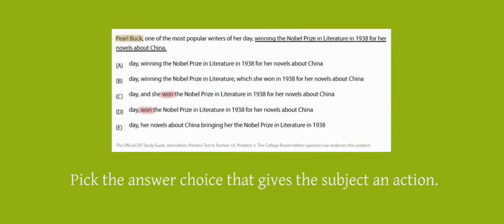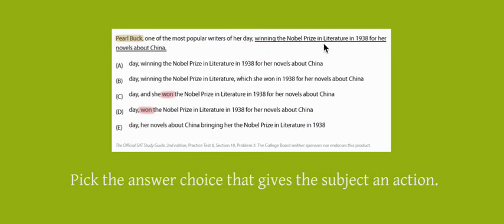Pearl Buck, one of the most popular writers of her day, winning the Nobel Prize in Literature in 1938 for her novels about China. Well, what did Pearl Buck actually do? If you say that she won the Nobel Prize, or she wins the Nobel Prize, that's not what this sentence is indicating. And this is what gets really complicated about fragments. You read what you want to see rather than what's actually written. So, if you took out one of the most popular writers of her day, mentally, you just eliminated that, because it's separated by 2 commas, we can just take it out.